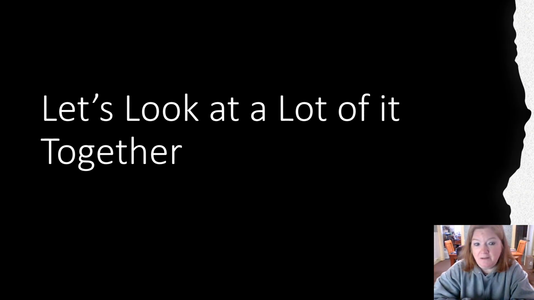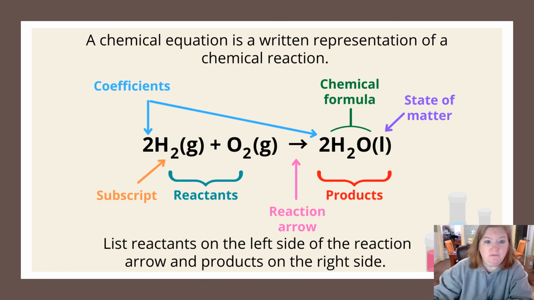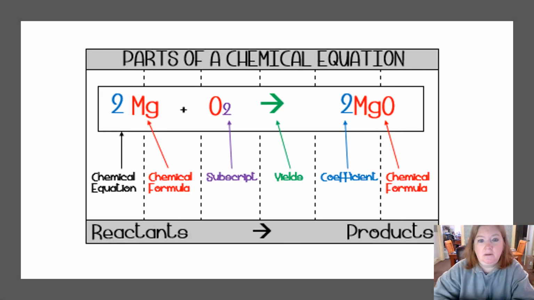So let's look at a lot of it put together. Here's an equation. We have reactants on this side, products on this side, chemical formulas, states of matter, coefficients, subscripts, and an arrow, which we say is yields. Here's another example. We have reactants to products, chemical formulas, and we say yields for the arrow. We have coefficients and subscripts, a whole lot.